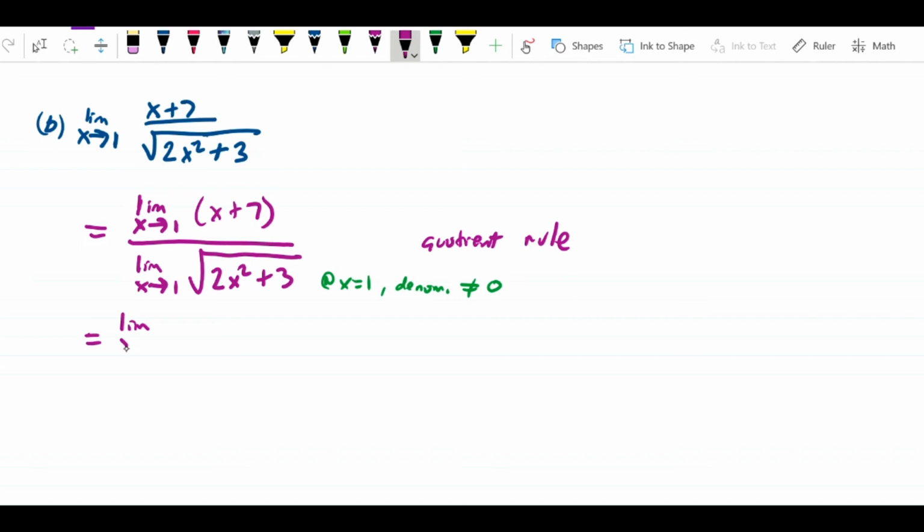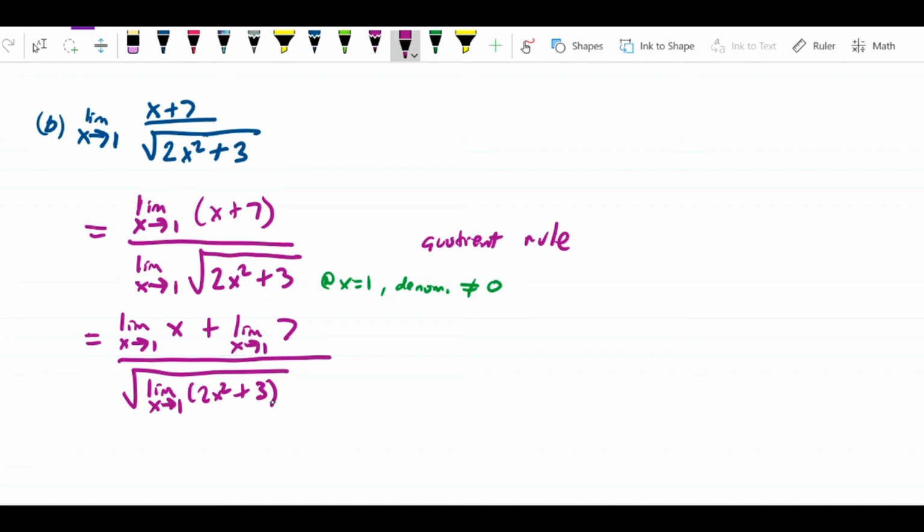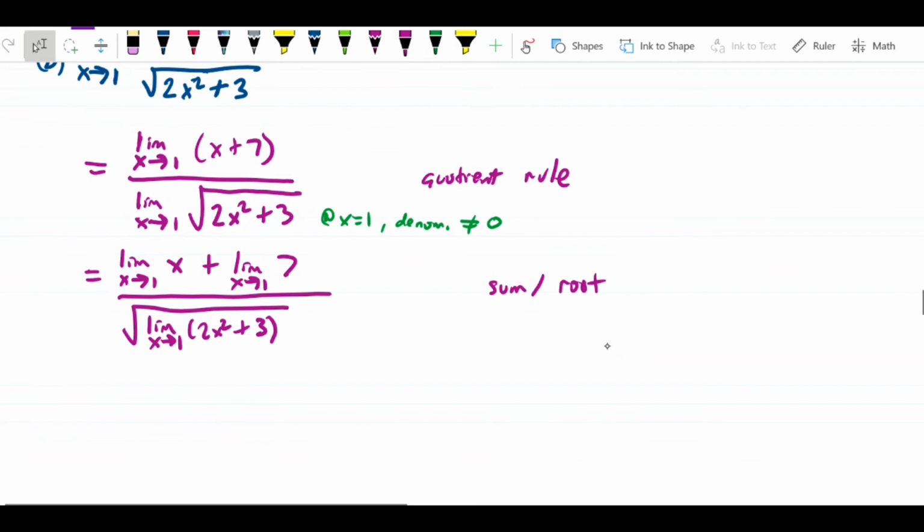This becomes the limit as x approaches 1 of x plus the limit as x approaches 1 of 7 over the square root of the limit as x approaches 1 of 2x squared plus 3. So this now becomes an application of the sum rule on top and the root rule, that was rule number 7 from the other page, on the bottom. And we can do even one more of these.